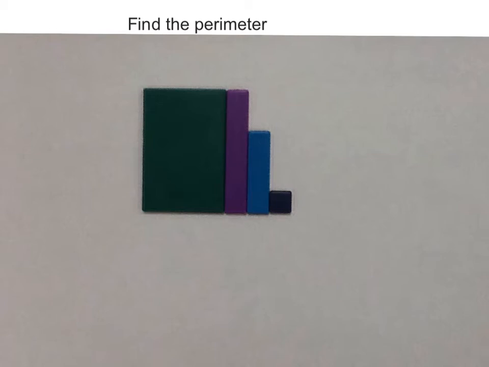Welcome back from pausing the video. This tile right here is the XY tile. This is the Y tile, this is the X tile, and that's the unit square. Let's label the sides of our shape. Let's start at the top. This side is X, and this side is Y.